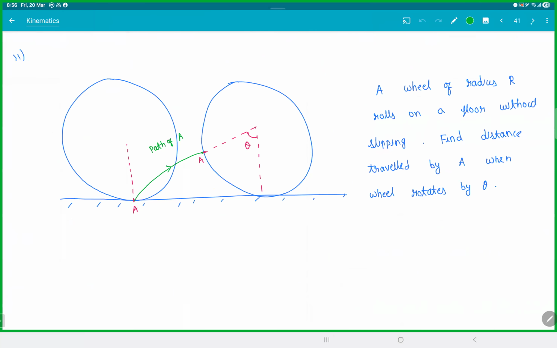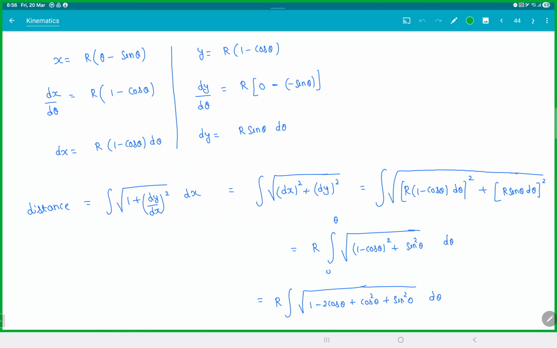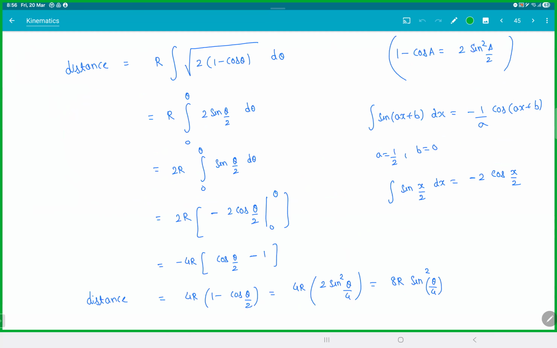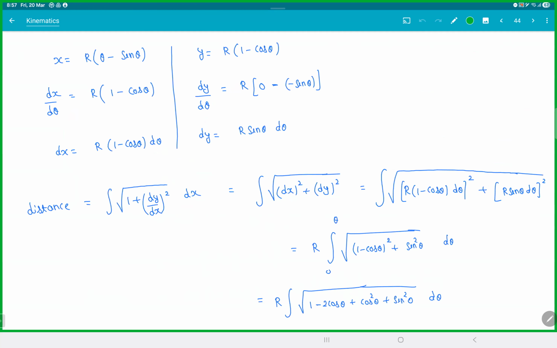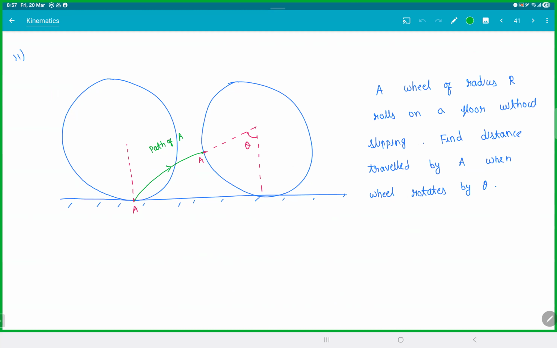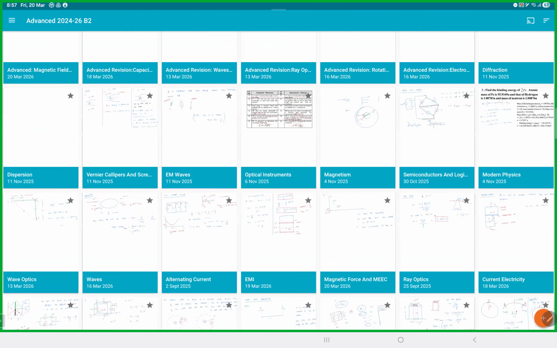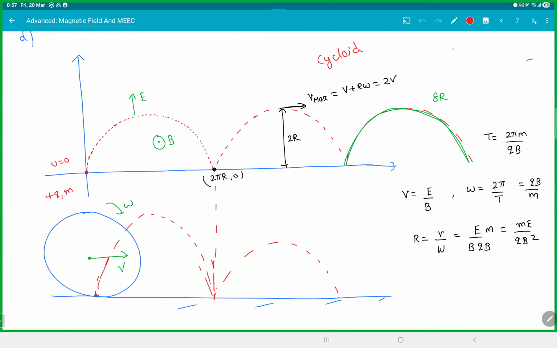This question is the 11th question here. We actually did it as a function of theta: 8r sine square theta by 4, where theta is the angle rotated by the wheel. This is page 41, kinematics. I think you can get all that stuff there.